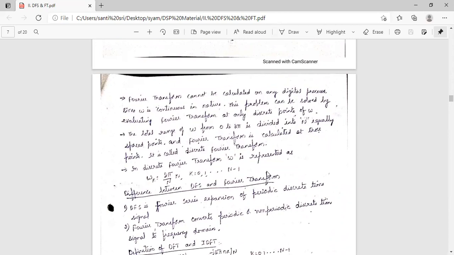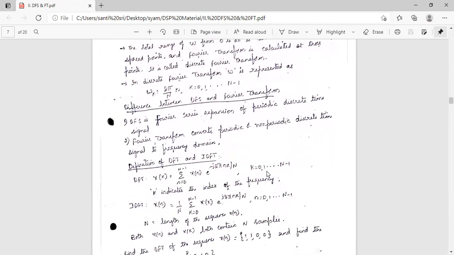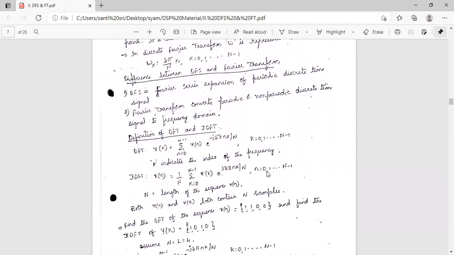So the difference between the discrete Fourier series and the Fourier transform is like this. The DFS is a Fourier series expansion of a periodic discrete time signal, and the Fourier transform converts a periodic or non-periodic discrete time signal to the frequency domain. So the discrete Fourier transform means it can be translated into the frequency domain, whereas the discrete Fourier series is in the time domain.